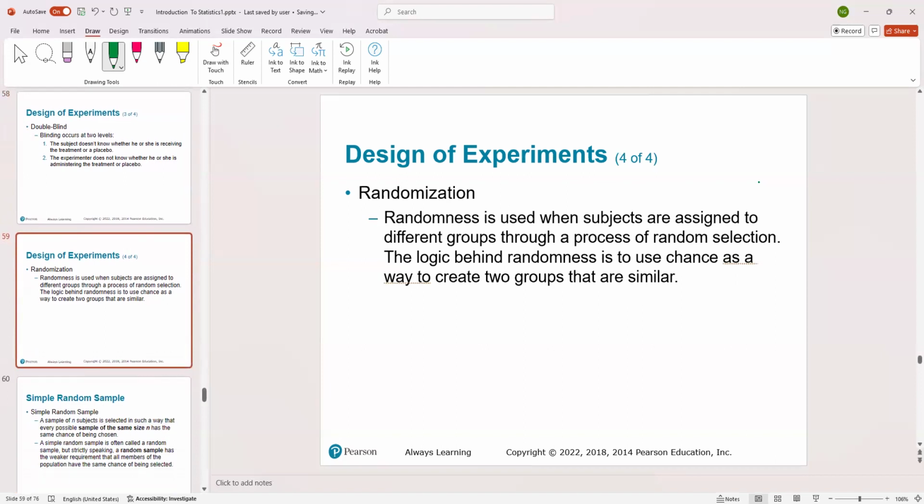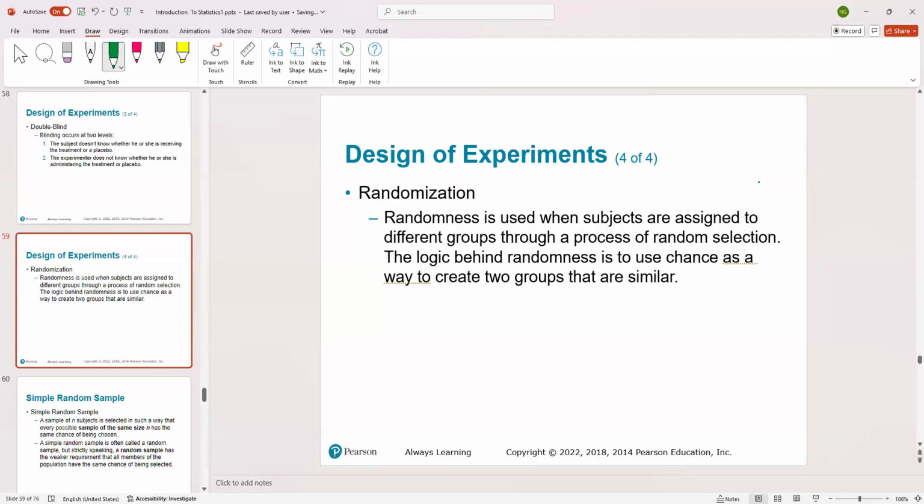Randomization, remember we said a good design of experiment includes replication, blinding, and randomization. Randomness is used when individuals are assigned to different groups through a process of random selection, really random selection. So the logic behind randomness is to use chance as a way to create two groups that are similar. We're not looking at people's faces to say, oh, you would be in the treatment group and you would be in the placebo, or control group.